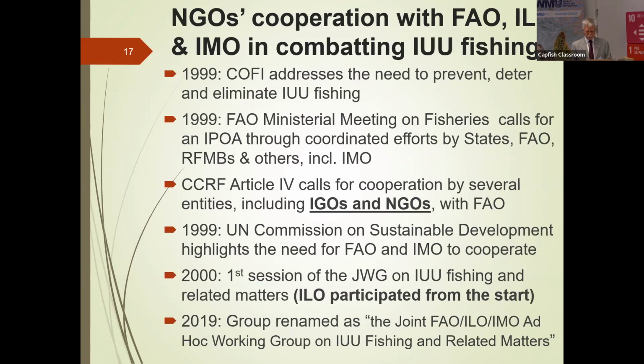The fight against IUU fishing that involved more international organizations than just FAO started formally in 1999. In 1999, the FAO Committee on Fisheries, COFI, which is one of the governing bodies of FAO, addressed the need to prevent, deter, and eliminate IUU fishing. The committee was concerned about information presented indicating increases in IUU fishing, including fishing vessels flying flags of convenience. Just for your information, the term flags of convenience is frequently used by FAO, but is strictly forbidden by IMO, just so you know. At IMO, they call them open registries.